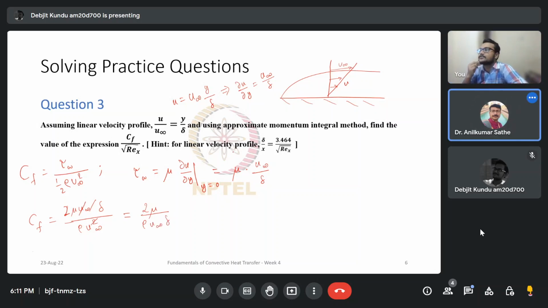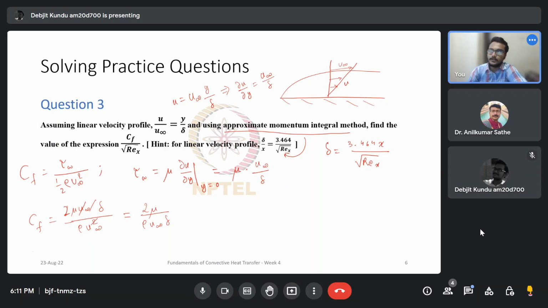Now for a linear velocity profile, if we perform the approximate momentum integral method, we will land over here. That derivation is not required here, but it is given in the hint. So delta can be written as 3.464 into x divided by root Rex. We will plug this in here, so Cf becomes 2 into mu divided by rho u infinity into this value of delta.